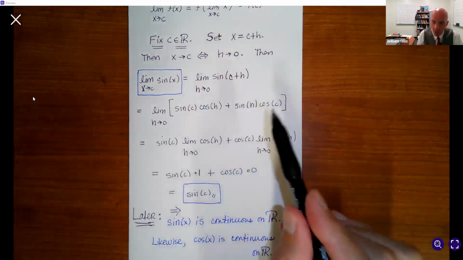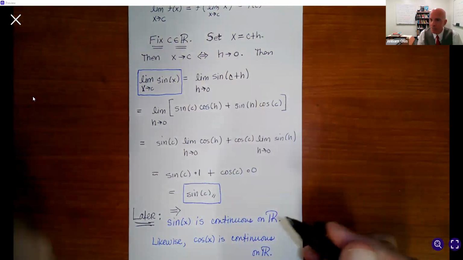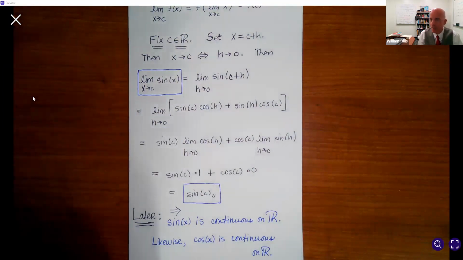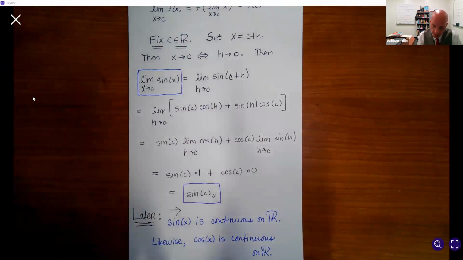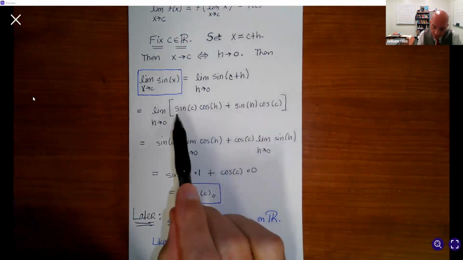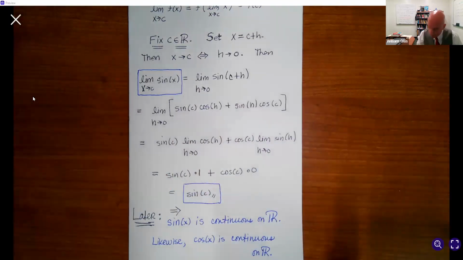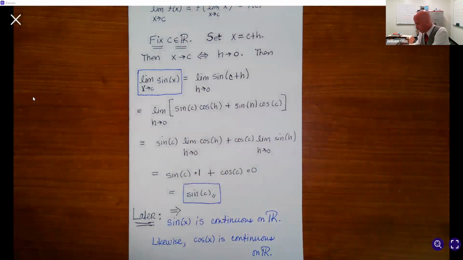Now, this is where, like we had last week, I mentioned some of the limit theorems in the more general realm, where we have the limit of a sum is the sum of limits, as long as those individual limits exist. And then, of course, we can factor constants. So now you can see that the limit of the sum is the sum of limits. But if you notice here, let me find my red pen.